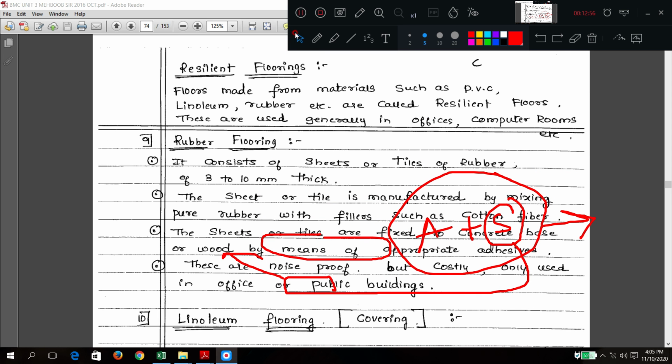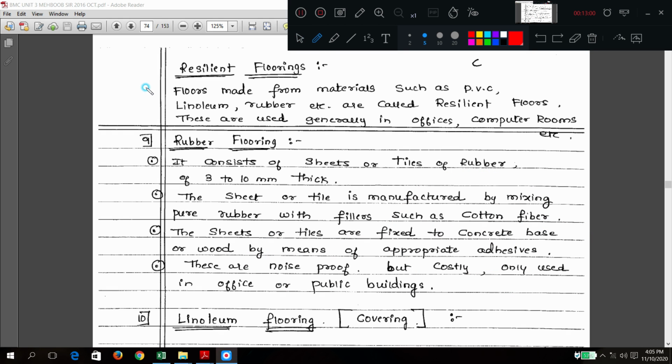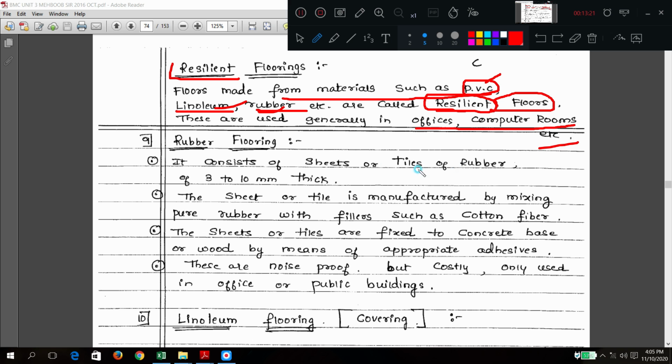What is this resilient? If the floors are made of materials such as PVC, linoleum, rubber, these materials are called resilient materials, and the corresponding floors are called resilient floors. These are generally used in offices, computer rooms, etc.